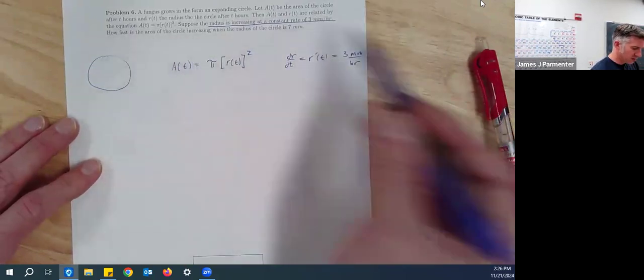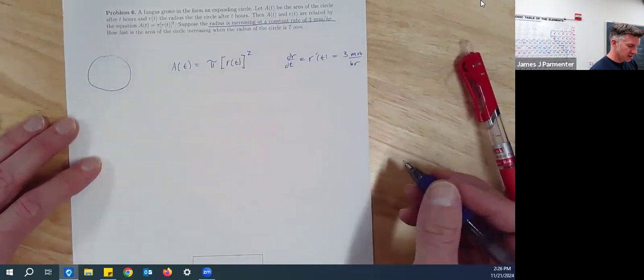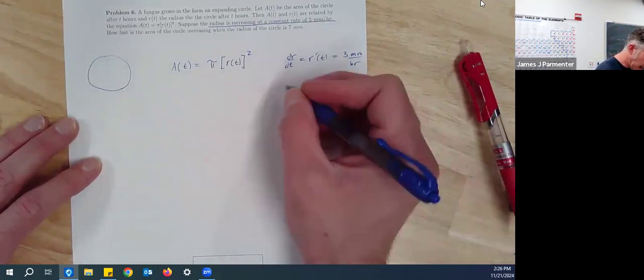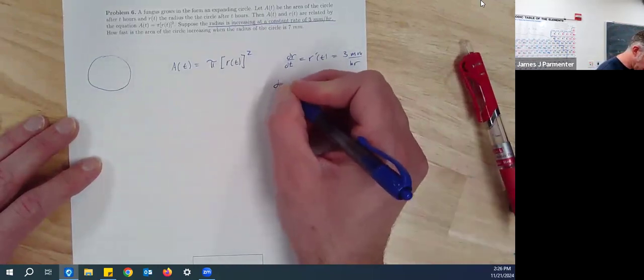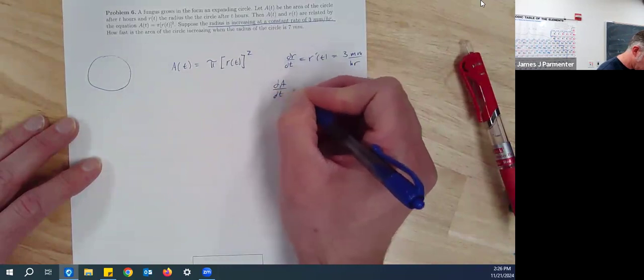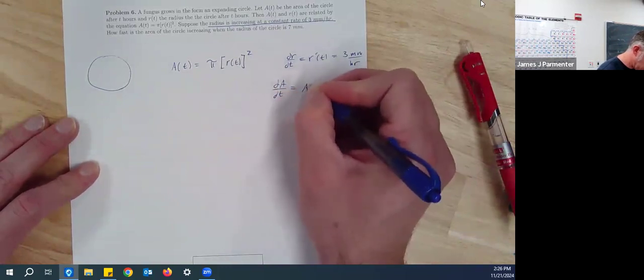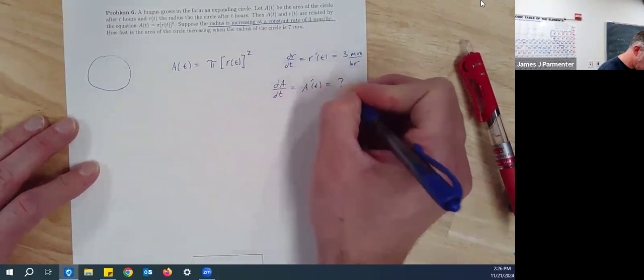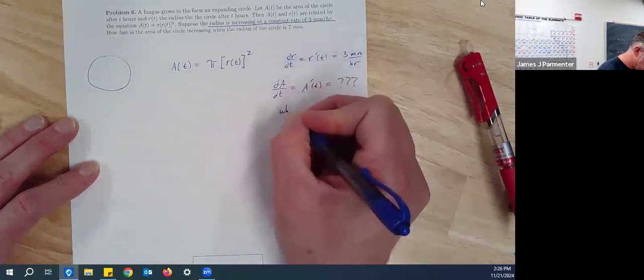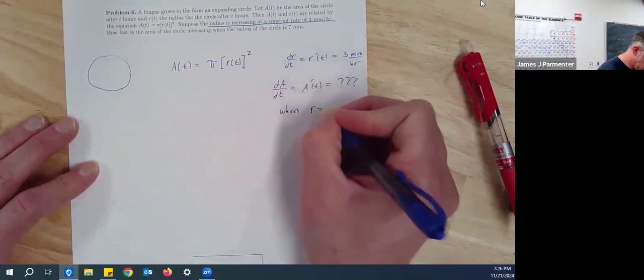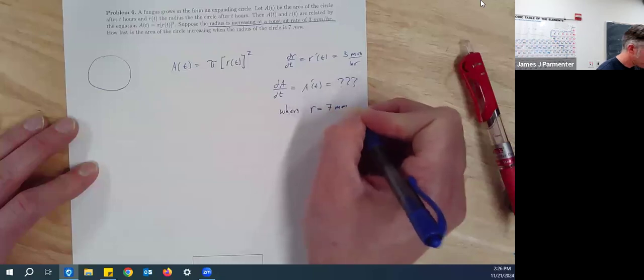How fast is the area of the circle increasing when the radius is 7 millimeters? So we're asking, what is the rate of change of the area, or A prime of t, equal to when the radius is 7 millimeters?